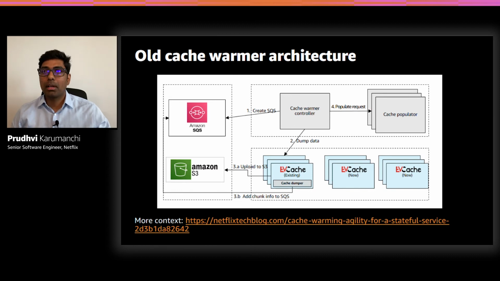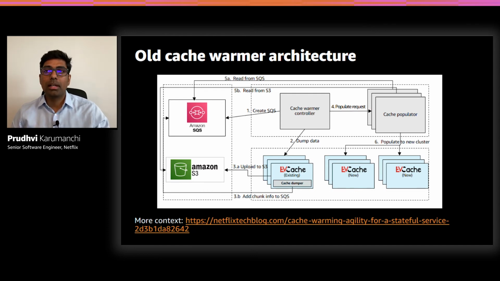The cache swarmer controller then instructs the cache populator, which is another microservice, and its sole responsibility is to read the chunk information from S3, cook up the memcached requests, and add them to the destination clusters. So this architecture has worked really great for us for the past 2 years.